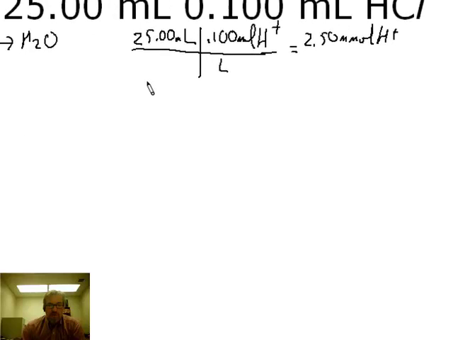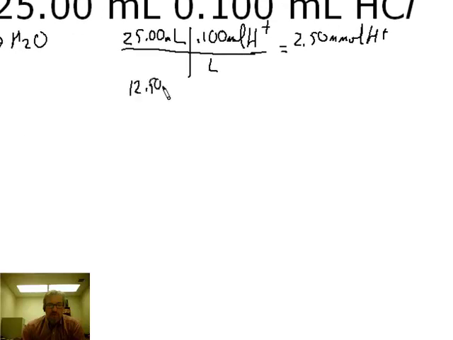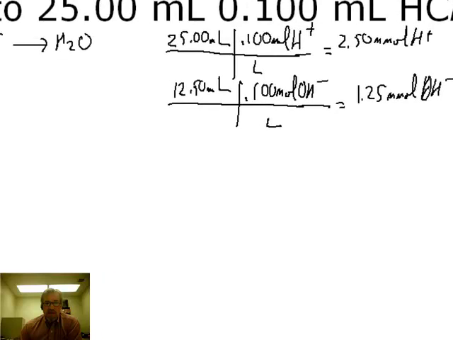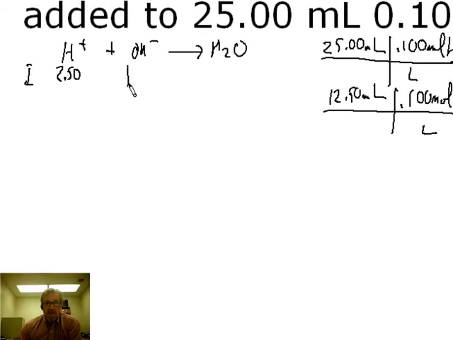Now, what have we added? Well, we've added 12.50 milliliters of a solution that is also 0.100 molar, but this is 0.100 molar OH- concentration. So we'll multiply these together and we find that we have added 1.25 millimoles of OH- by adding 12.5 milliliters of NaOH. So 1.25 millimoles of this have been added, and we haven't created any water by this reaction yet.